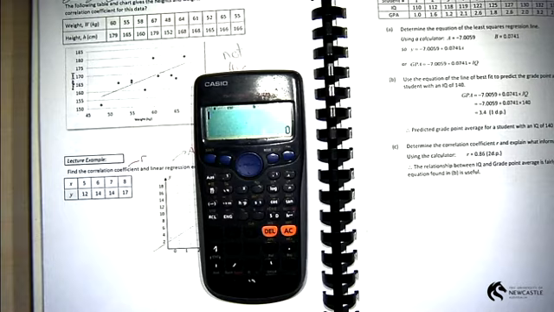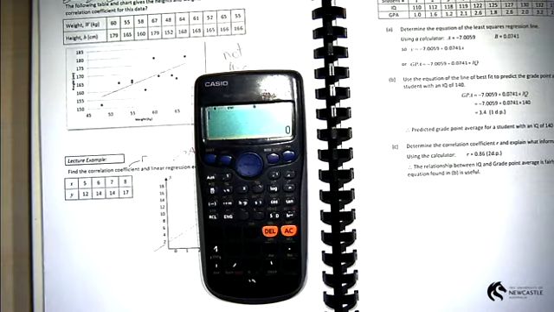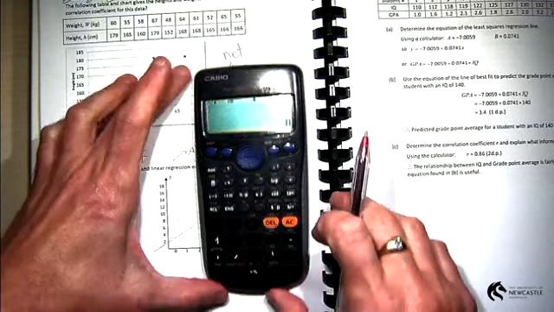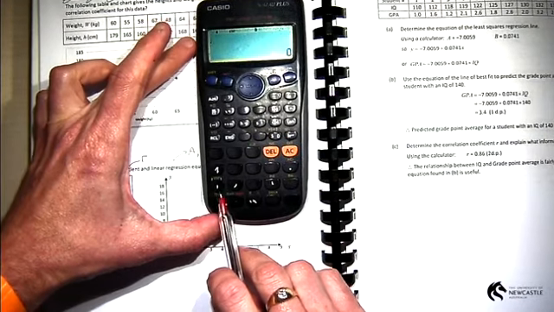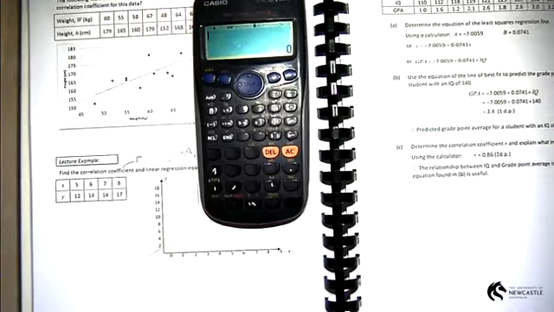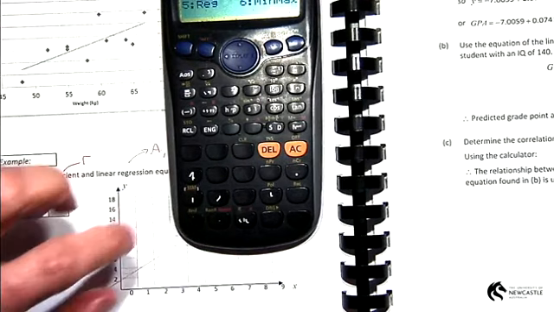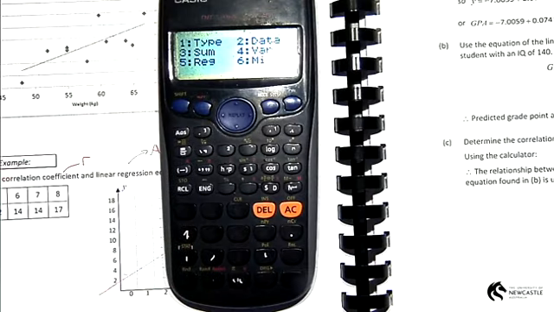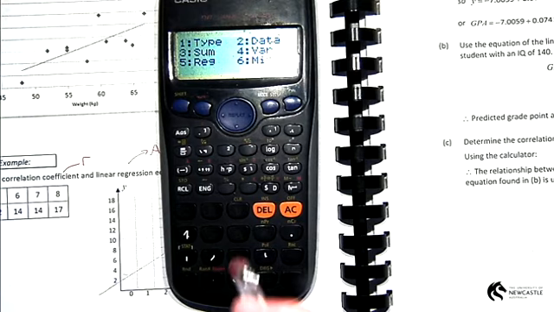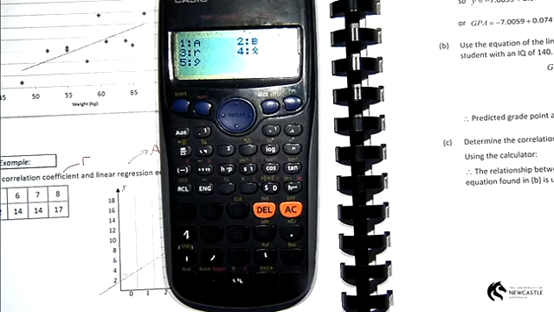Now the data's in there, it's still telling me I'm in stat mode. I want three things. I want my R, my A and my B. On this calculator, at least the yellow is legible. There's a little stat on the number one key. So shift and stat, and then it gives me these options. That was shift one. Type, data, and so on. Regression. We're doing regression. Okay? So five. And there's your A, B, and R.